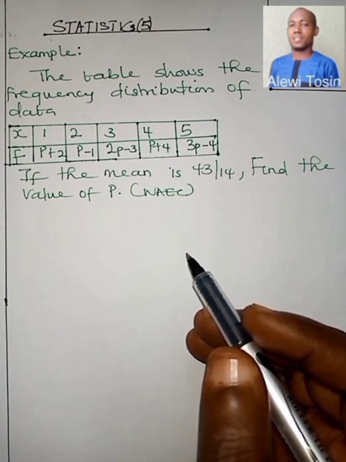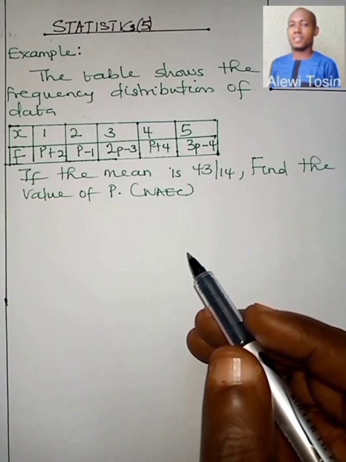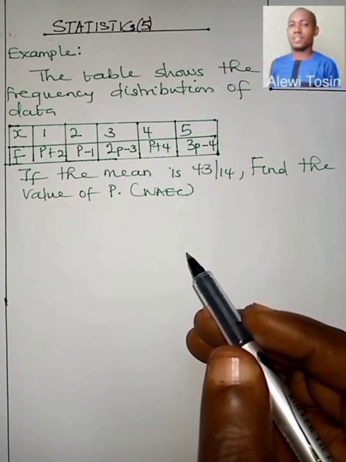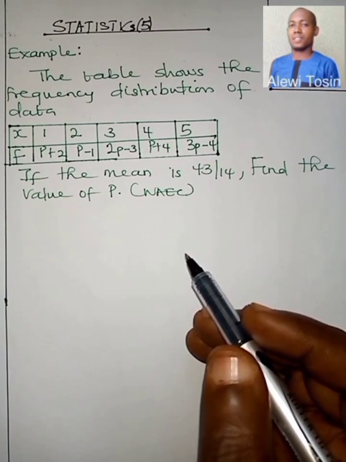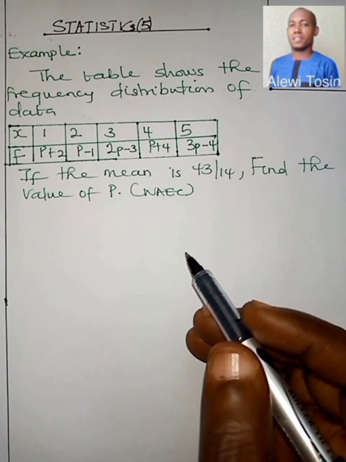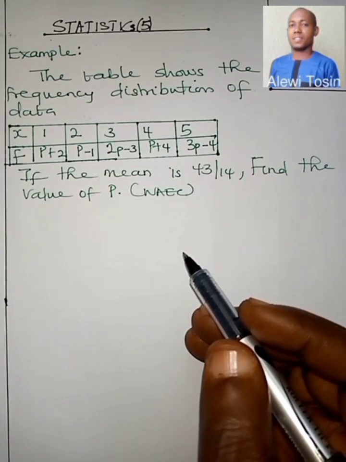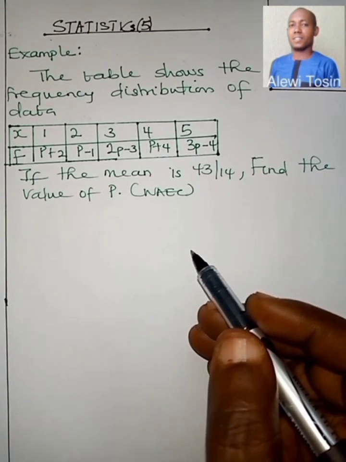Now we are to continue from where we stopped in our last video, statistics part 4b. We want to take this example. Have your 100% concentration. As far as WAEC is concerned, these are the kind of questions you need to be familiar with, to be sure you are good enough to go for any international examination. Now let's look at this question.